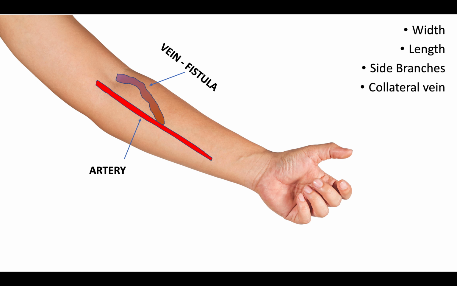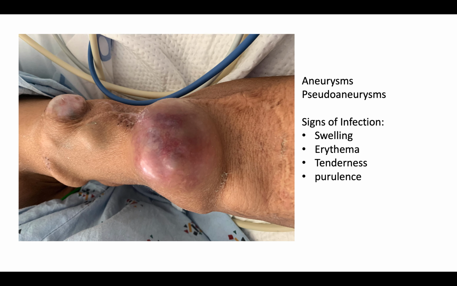Other things you can look for during an AV fistula inspection are the width of the fistula itself, the length, and the side branches or collaterals that may exist. Aneurysms can be obvious, not this obvious all the time, but quite obvious. Aneurysms and pseudoaneurysms, signs of infection, swelling, erythema, tenderness, purulence, and a swollen arm can all be obvious.